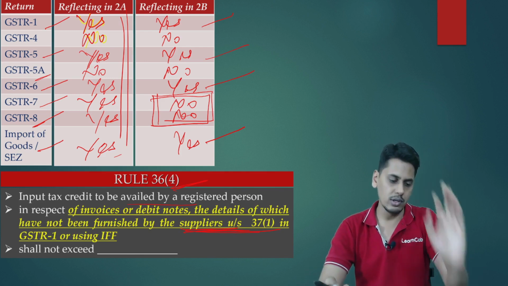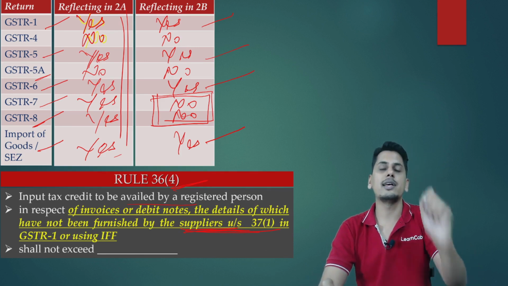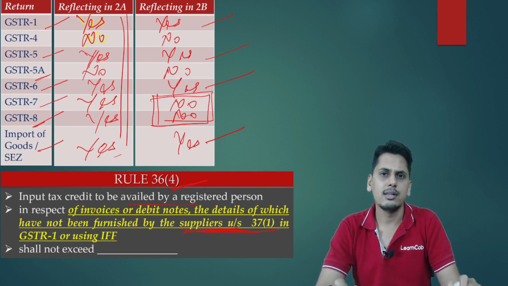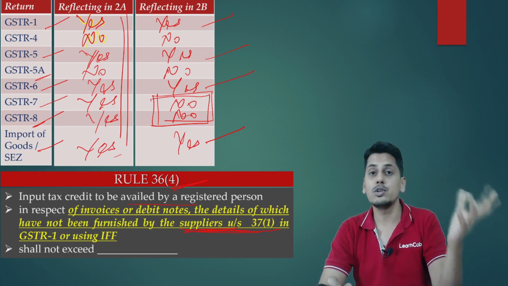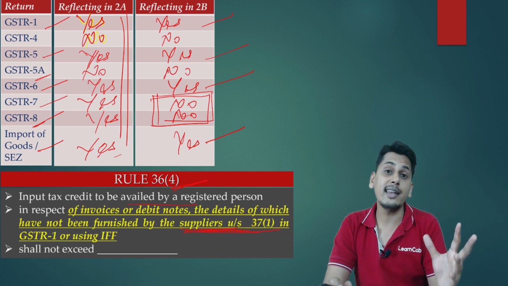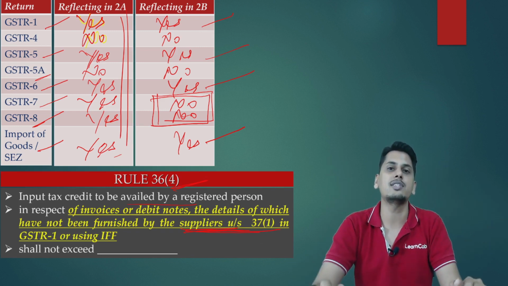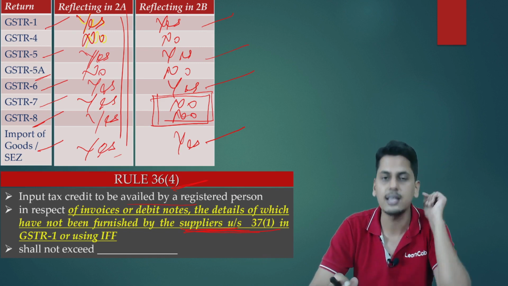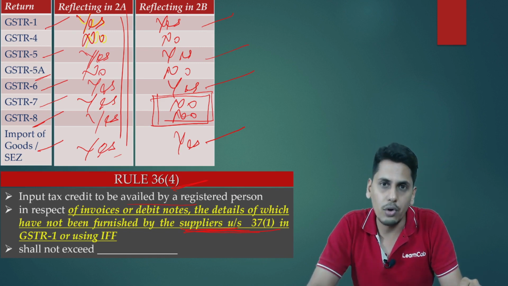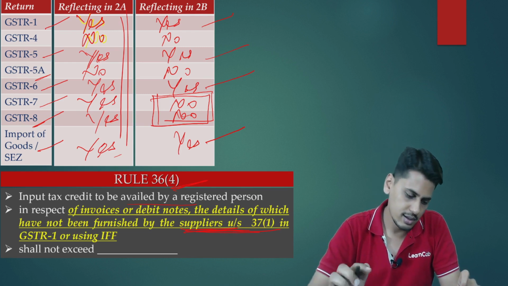Similarly, for import of goods and purchase of goods from a special economic zone based on bill of entry, let's say I import the goods, I pay customs duty, I pay IGST. There's some error in transmission. The data is not transmitted from the customs server to the GST server, not appearing in my GSTR-2B. Can I still take the credit? The answer is yes. 36 sub rule 4 is not applicable on those items the source of which is the customs server.